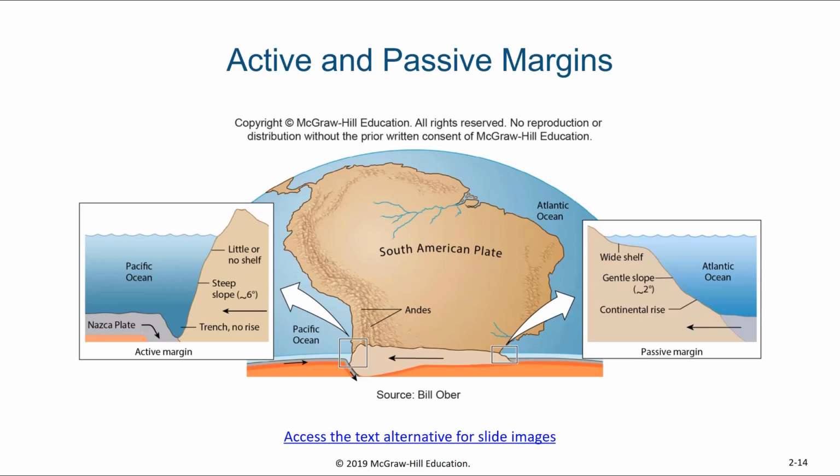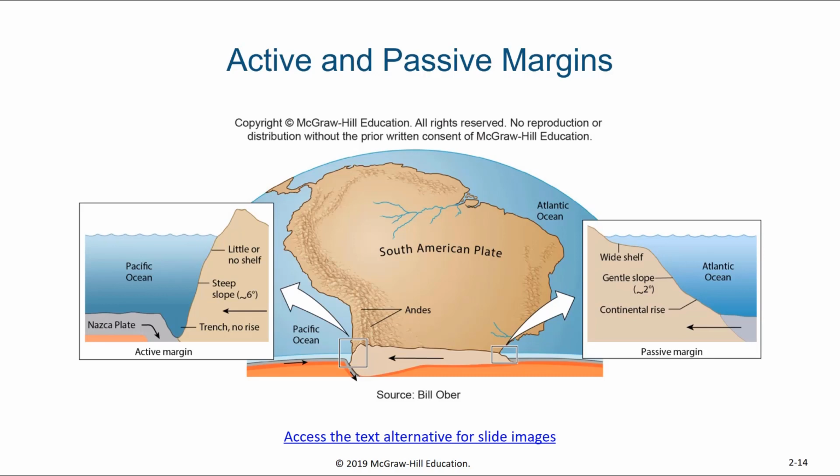We also see a very short continental shelf, a very steep angle on the Continental Slope, and down at the bottom of the Continental Slope, little or no Continental Rise at all. And that's because the sediments, as they're coming down, they are also being subducted into that trench.